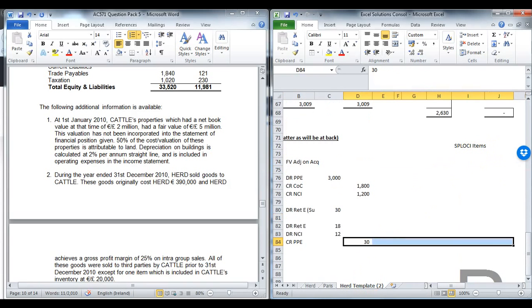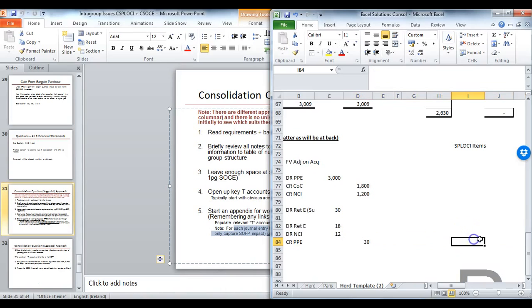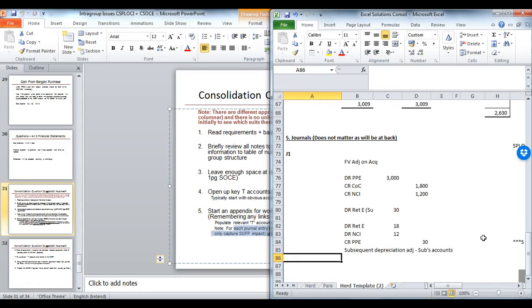So in terms of how I capture it, and again I make the point here, you need to make sure you have some labeling system for the SPLOCI to make sure you capture, one, does it go to the SPLOCI, and two, is it for the subsidiary? Because if it's for the subsidiary, then you need to be able to capture that for the allocation of NCI. So I put a star for the SPLOCI and it's a capital S because it's also going to impact the subs profits. And we put the subsequent depreciation adjustment subs accounts, just to explain what that adjustment is for.